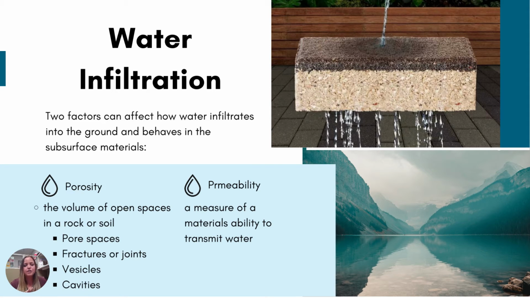Okay, so two factors in the soil impact the water infiltration, and those are porosity and permeability. Porosity is the amount of pore space or volume within the rock or the sediment that is available for water to fit. And permeability is the ability of water to flow through that material. So we want it to have a high porosity and a high permeability so that water can flow through and it will stay there. In rock or soil, we're looking for pore spaces, fractures and joints, vesicles, cavities, any open air space where water can flow through.